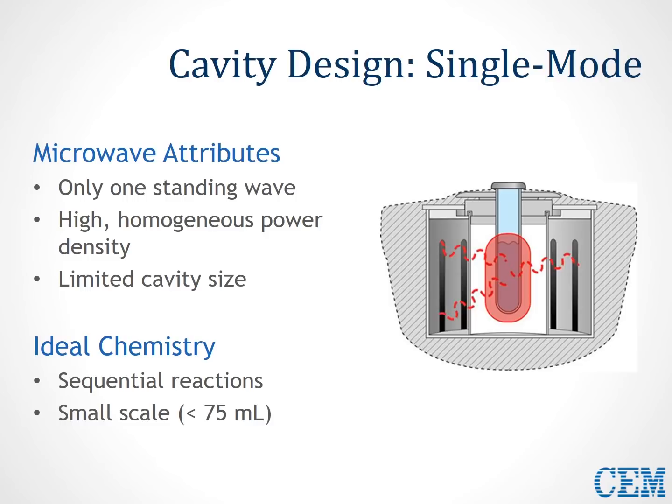There are a couple different types of scientific microwaves available on the market today. The single-mode microwave is designed to allow one standing microwave inside of the cavity, so this creates a high homogeneous power density. It does limit you on your sample size, however, based on, again, the cavity size. The single-mode microwaves are ideal for sequential reactions at smaller scale, so about less than 75 milliliters.